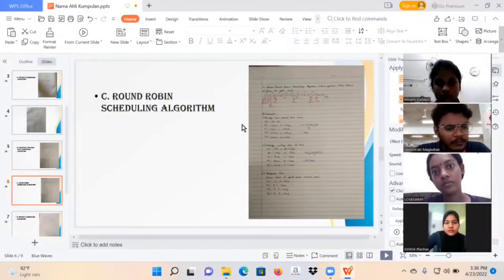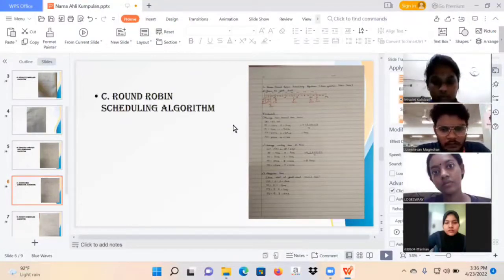So we start again. Process 0 starts at 12 millisecond and ends at 14 millisecond. Process 1 starts at 14 millisecond and ends at 17 millisecond. And process 3 starts at 17 millisecond and ends at 20 millisecond. And finally, process 2 starts at 20 millisecond and ends at 22 millisecond.